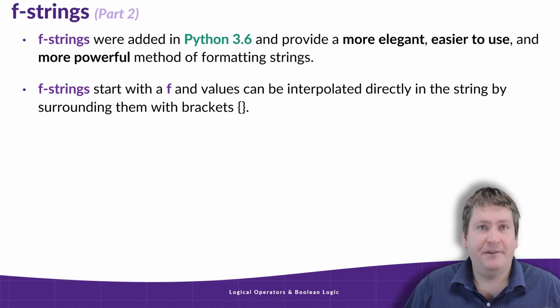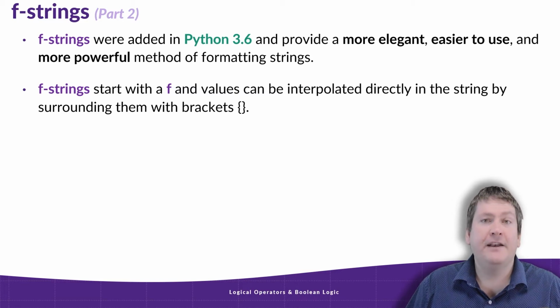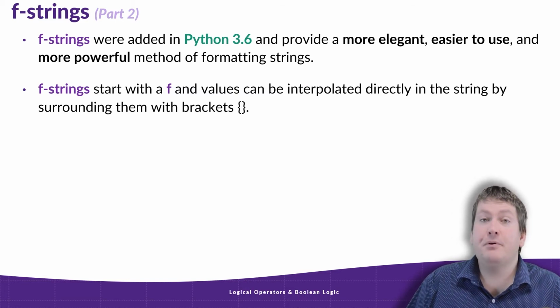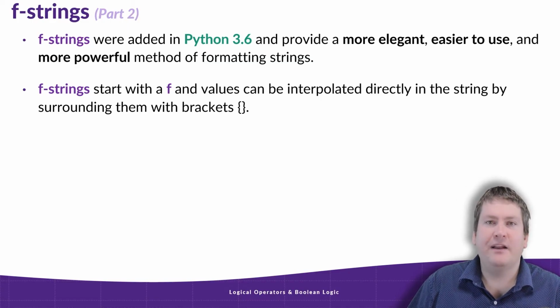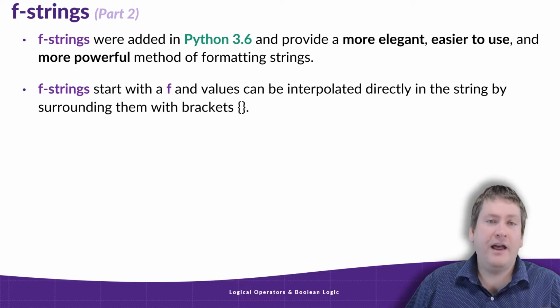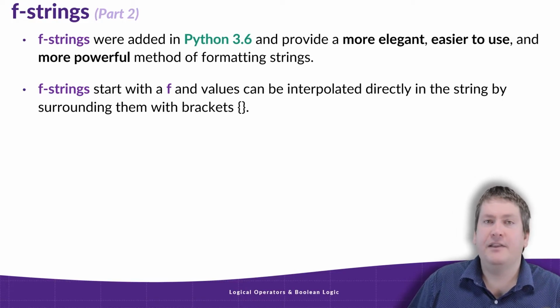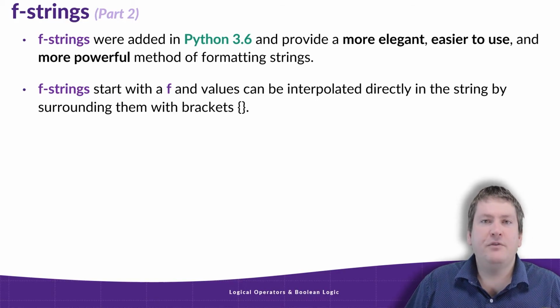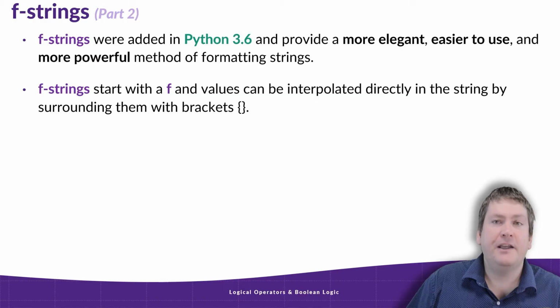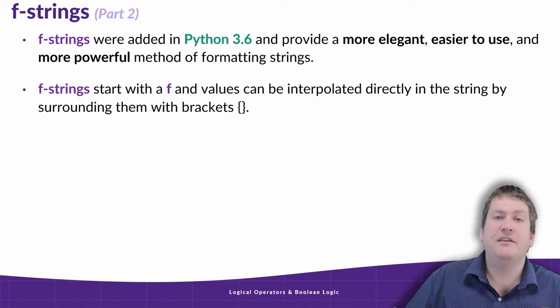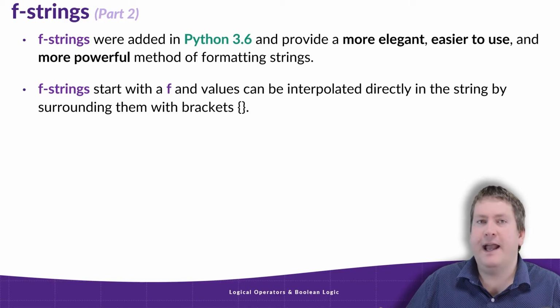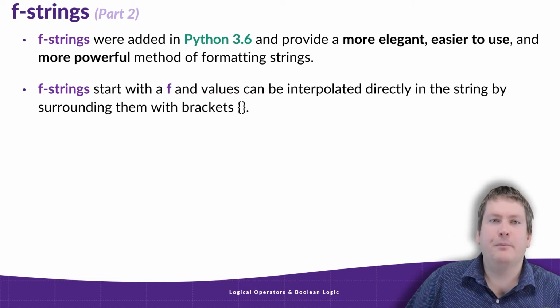Well, that is f-strings. And f-strings were added in Python 3.6, and they provide a more elegant, easier to use, and more powerful method of formatting strings. So all f-strings in Python start with an f at the beginning, right before the double quotes, or single quotes if you like single quotes. And what they do is they interpolate values into the string. So what does that mean? It means it's taking values and packing them into the string, sort of like we were doing manually with the concatenation operator, but this does it in a little bit more user-friendly way using brackets.